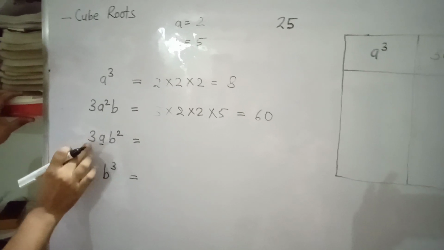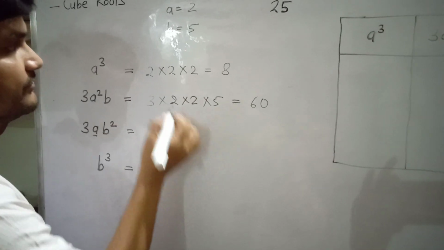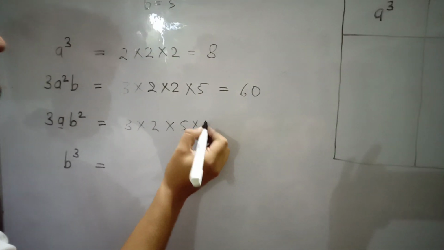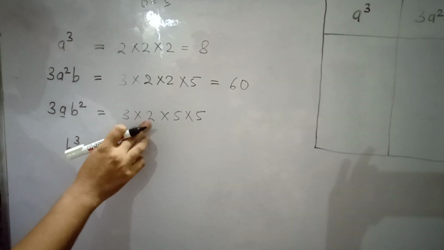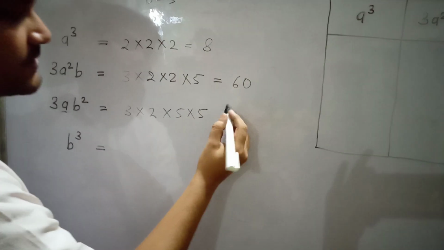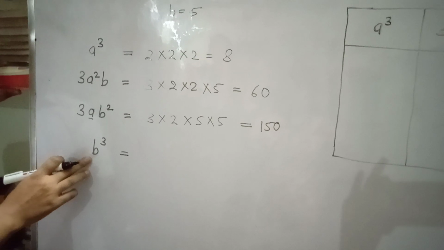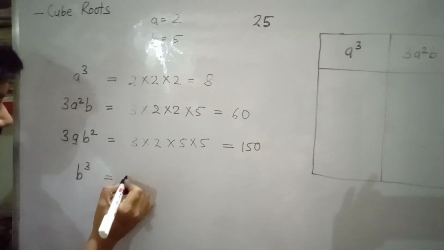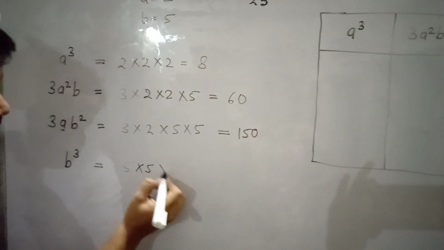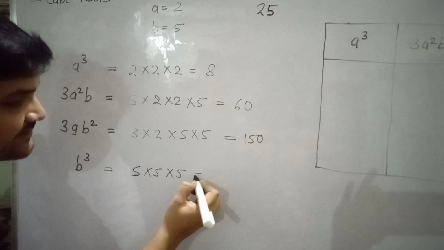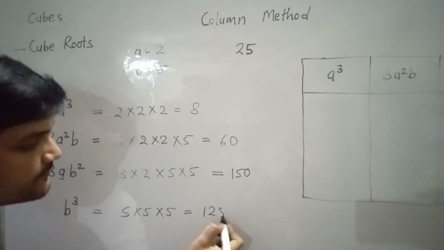After then we will calculate the value of 3AB square. So 3, the value of A is 2 and the value of B is 5. So we will multiply the 5 in 2 times, because here we have B square. The total value will be 3 2s are 6, 6 5s are 30, 30 5s are 150. After that we will calculate the value B cube. So here the value of B is 5, so we will multiply the 5 in 3 times. So we will get 5 5s are 25 and then 25 5s are 125.